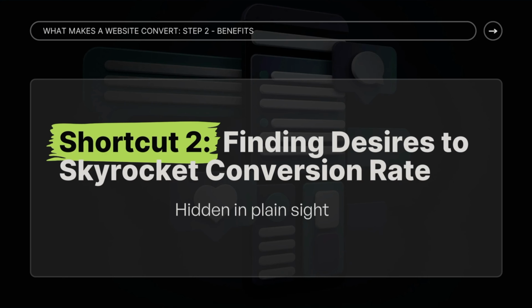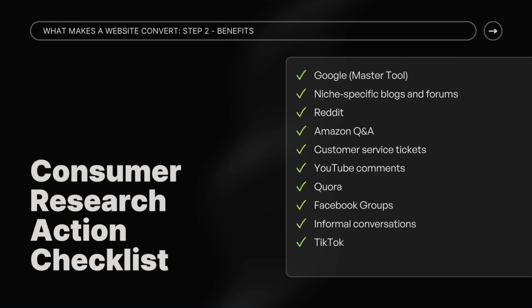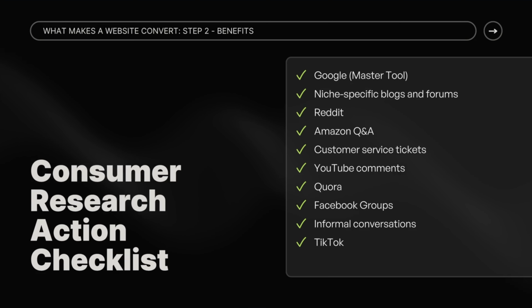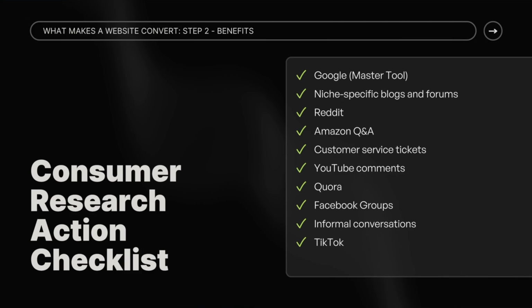Shortcut 2. In this section, I will teach you how to identify core human desires. Trust me when I say that they're hidden in plain sight. You just need to look for them. Here are the tools you'll use to find breakthrough consumer insights without spending a dime on focus groups or interviews. You'll use this checklist to spy on your customers. In the next slide, I'll show you a quick example on how to do this.